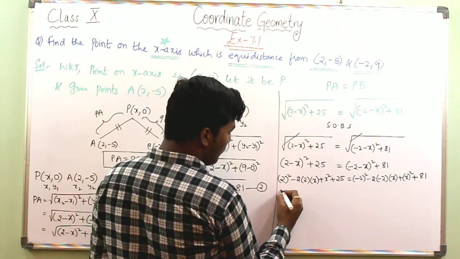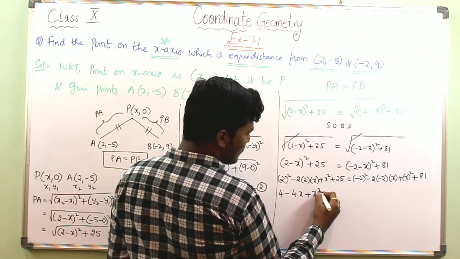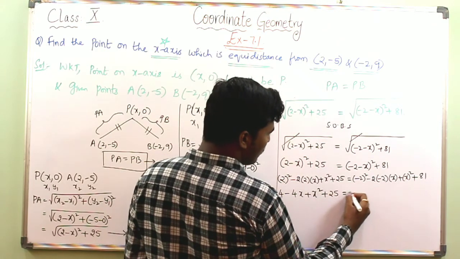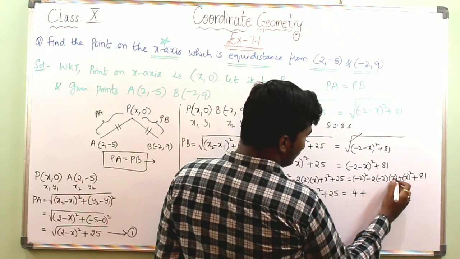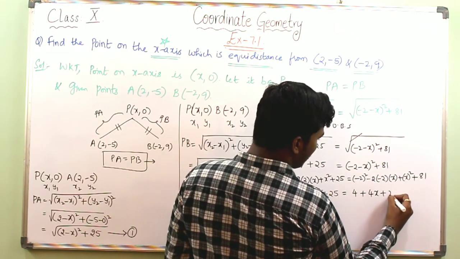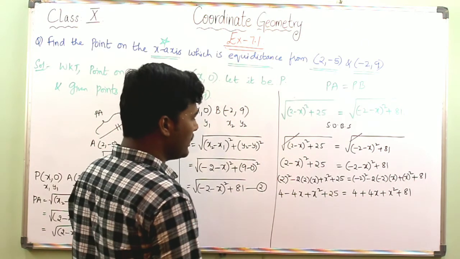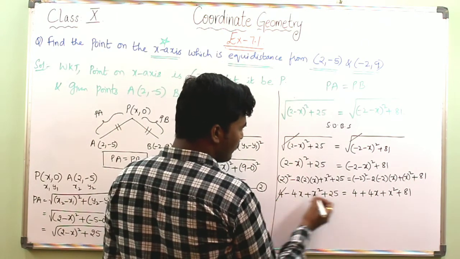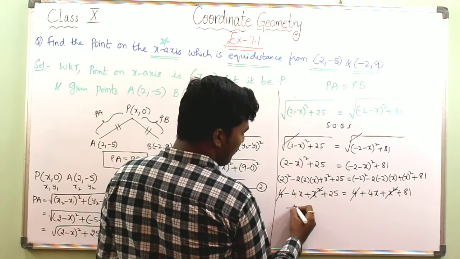So now it will become 4 minus 2 2s are 4 into x, 4x plus x square plus 25 is equal to 2 square is 4, minus into minus is plus, 2 2s is 4 into x, 4x plus x square plus 81. Now if you see both the sides, we can cancel 4 and 4, x square and x square. So we are having minus 4x.